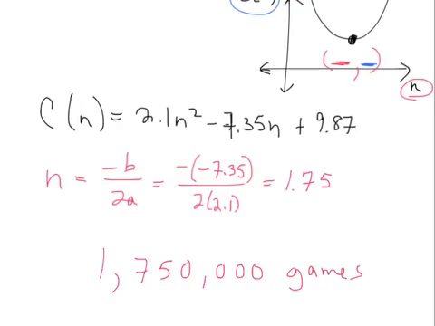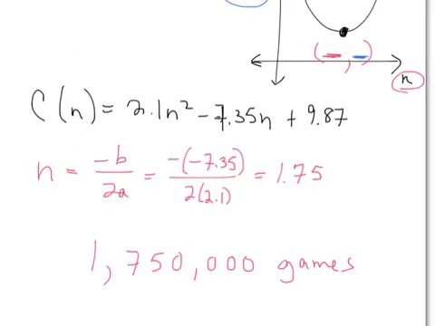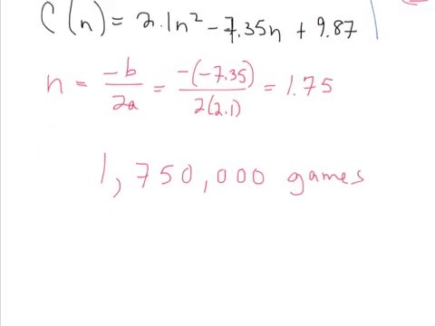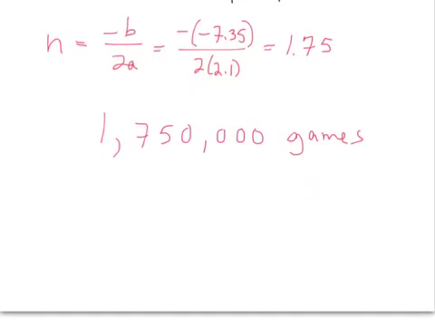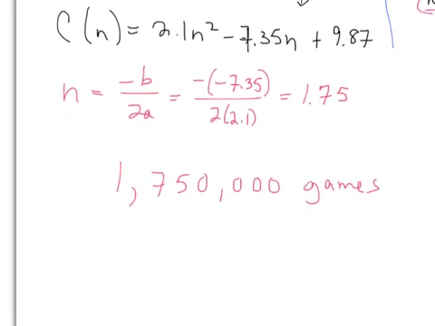But what's the cost? What's this minimum cost value in blue here that we need to figure out? How do I find the cost value when I know the amount of games? Yeah, plug it in for n. Very good. So let's plug it in for n. Remember, we're plugging in the coordinate, not 1.75 million, but the coordinate for n, which was 1.75. Plug it in for n.